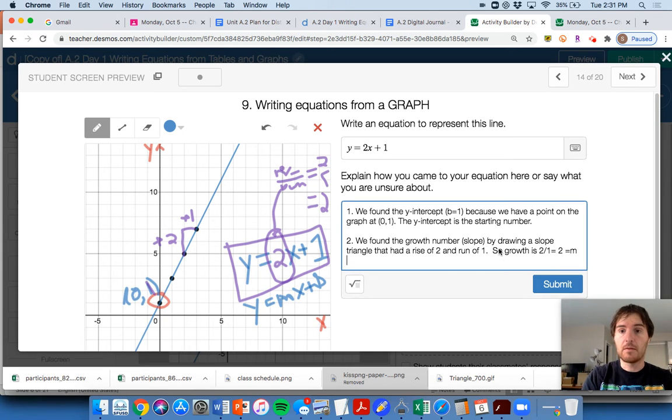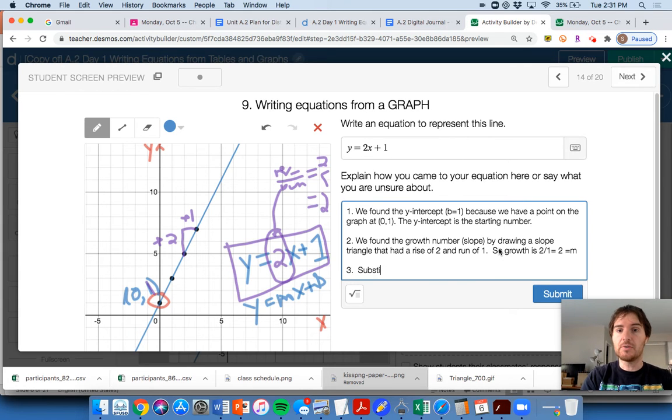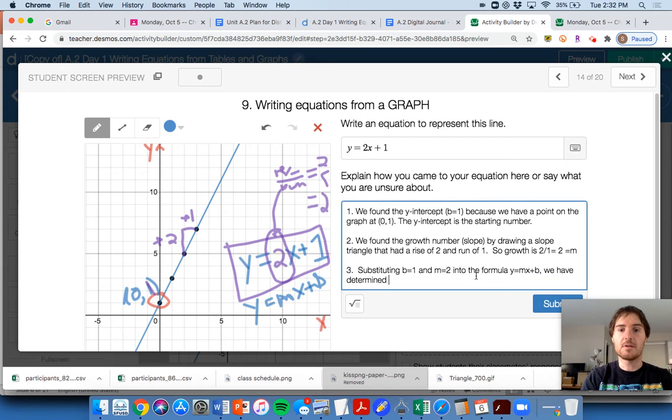That's our m. Step 3, substituting what we've determined: b equals 1 and m equals 2 into the formula. This is a slope-intercept form formula, y equals mx plus b. Don't forget to share what your final equation is. We have determined the equation of this line to be y equals 2x plus 1.